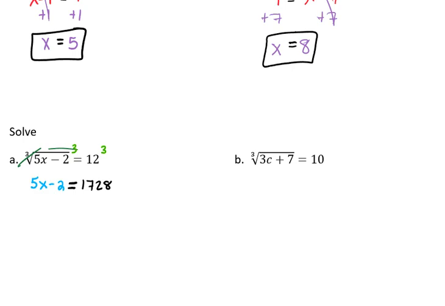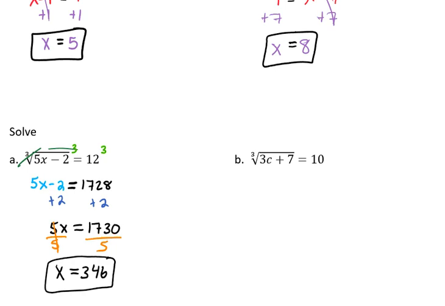just 5x minus 2 equals 12 to the third power, which happens to be 1,728. So from here, we're just solving an equation. We're going to add 2 to both sides, which gives us 5x equals 1,730. Divide both sides by 5, which gives us x equals 346 as a final answer.